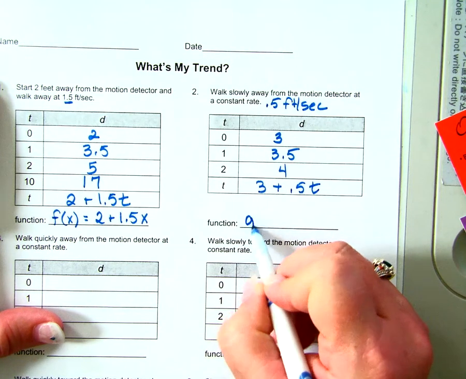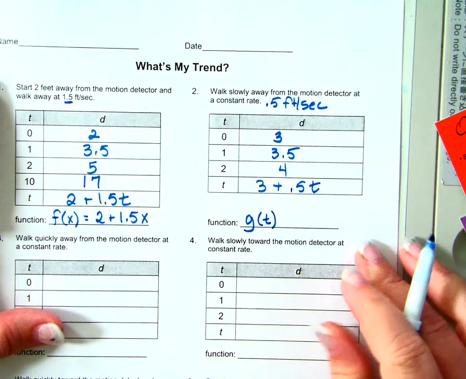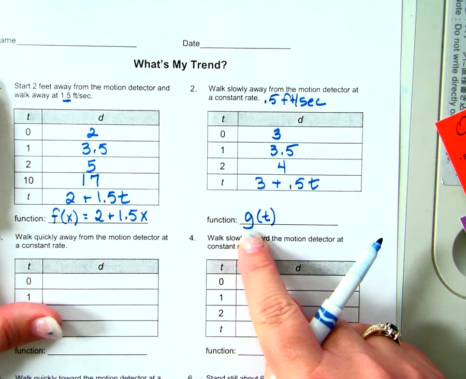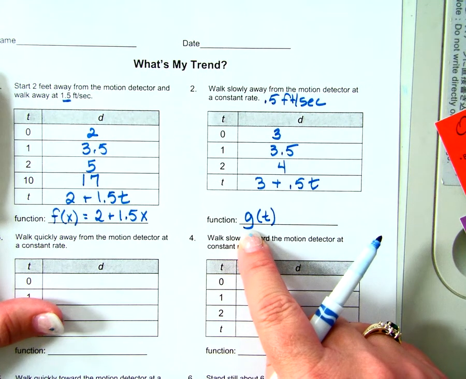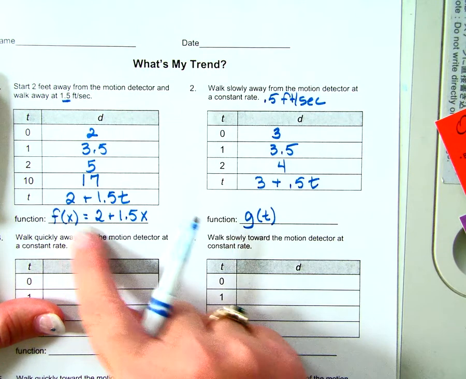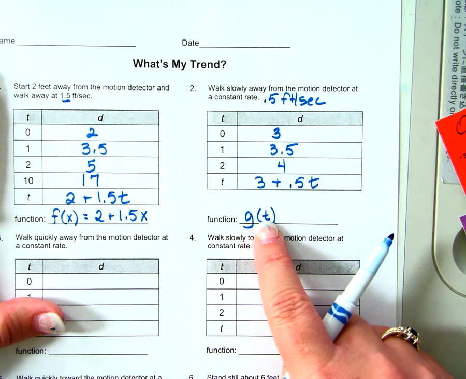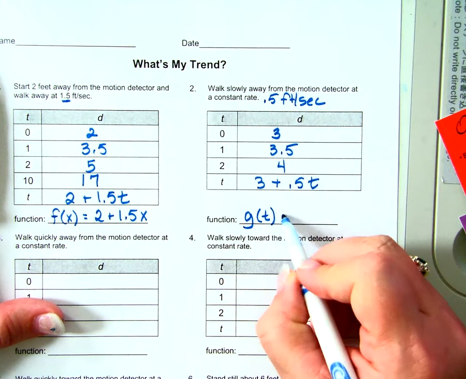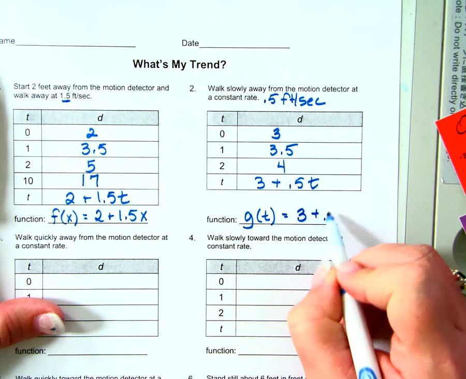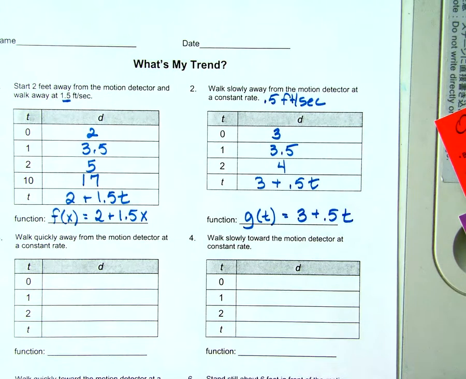So what's my function look like? So you want to call this one g of t? Why don't I want to call it f? I can if I want, but we already called this one f. So can we call this one g? And this time we're going to decide we want to stay with the t. Is that okay? 3 plus 0.5t. Right? Okay, look at number 3.